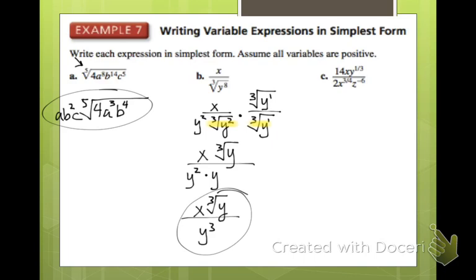Now lastly, we've got 14 x y to the 1/3 power over 2 x to the 3/4 power and z to the -6. So let's start with our numbers. 14 divided by 2. We can think of that as a fraction. We're just going to reduce it, so 7. And then with our x's, we're going to subtract the powers. So bigger minus the smallest power. So 1 minus 3/4.